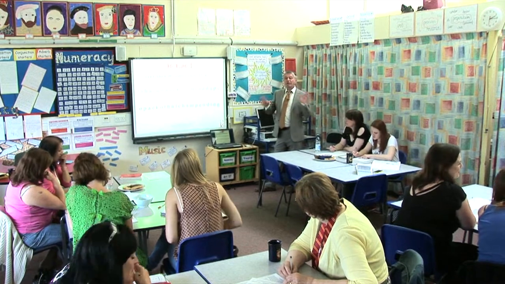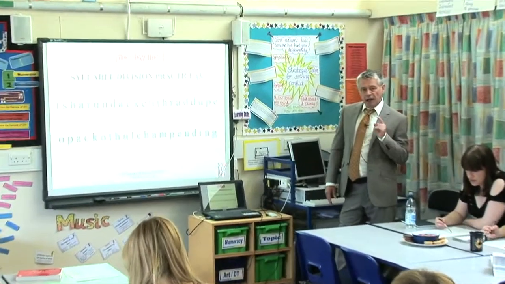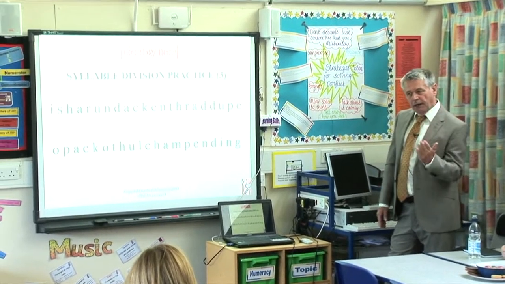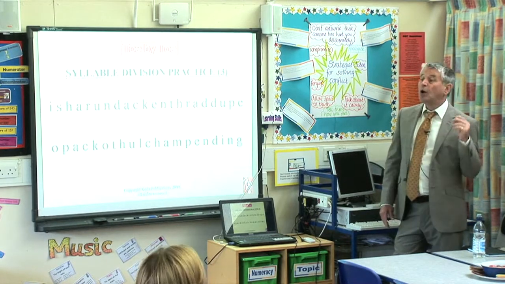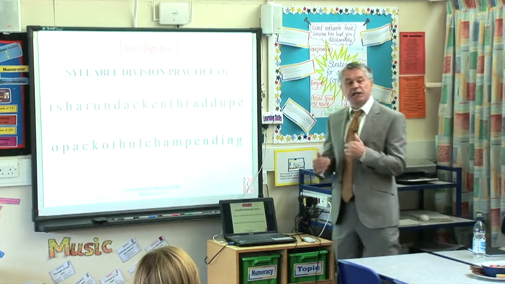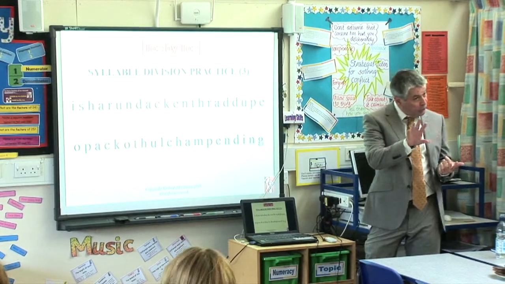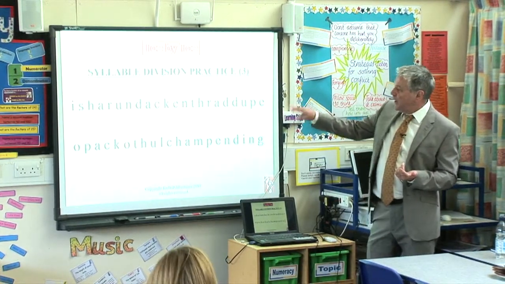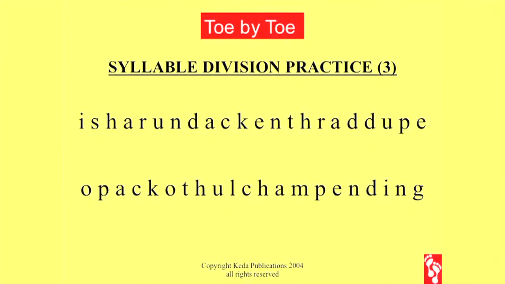Okay, so number 3, everybody read it to me, please. What does it say? Ish, an, dak, en, thrad, oop or yoop. It doesn't matter whether you say oop or yoop, but it has to be the long vowel sound, oo or u, right? Ish, an, dak, en, thrad, oop. And number 4, everybody, what does it say?